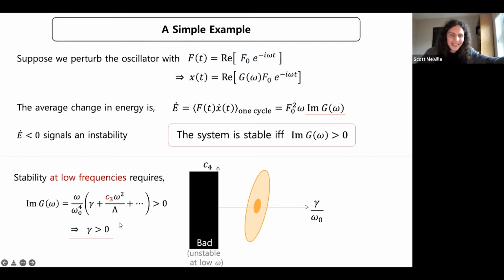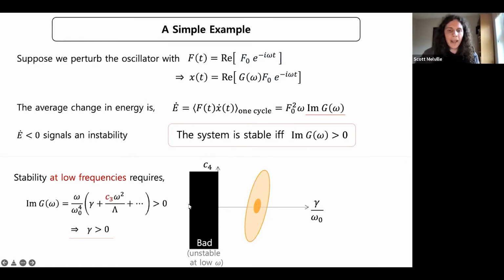Right, so this is the sense in which some region of your parameter space you can immediately label as bad. This is a region that would be unstable already at very low frequencies, right? Already just in this effective description, expanding G at small omega, you can see that there would be a problem if the coefficient of friction were negative. It would be telling you that you can destabilize the system with some small harmonic forcing.